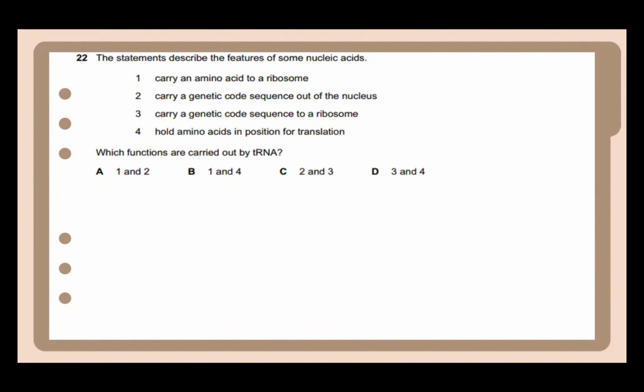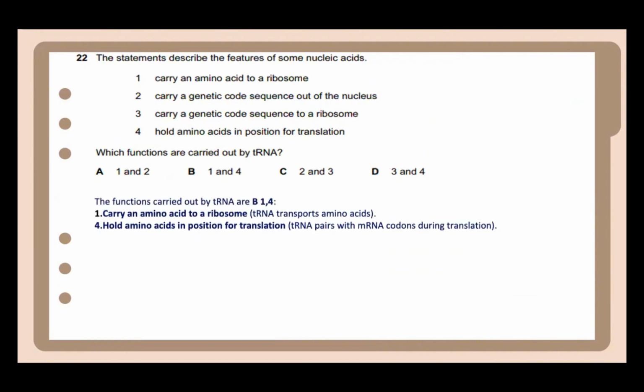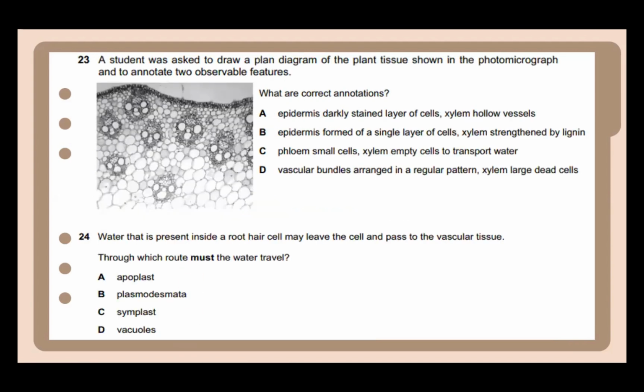The statements describe the features of some nucleic acids and what functions are carried out by tRNA. The functions carried out by tRNA are statement 1, carry an amino acid to a ribosome, as tRNA transports amino acids, and statement 4, hold amino acid in position for translation, as tRNA pairs with mRNA codons during translation.